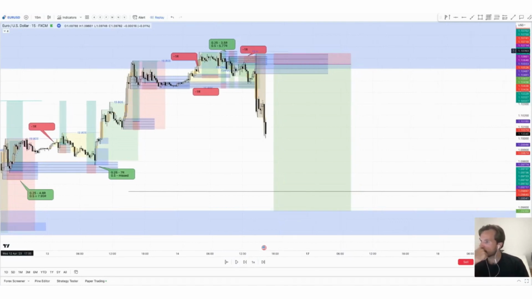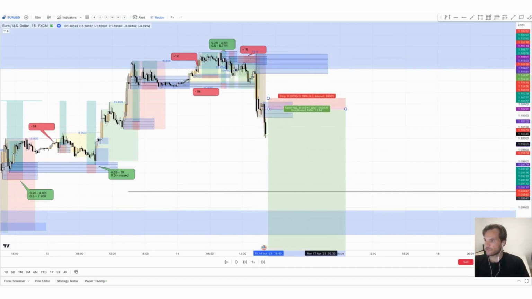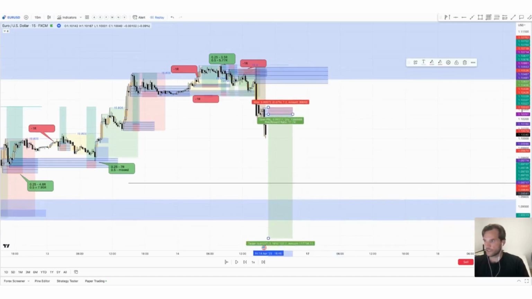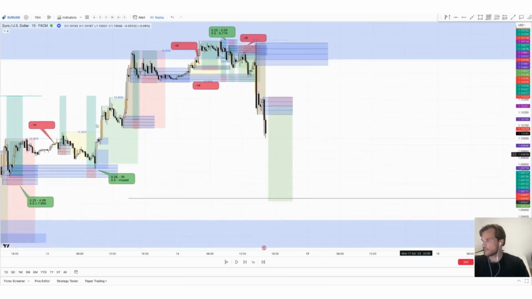Okay. So next one. Just move my order down. We're just following breaks of structure, as simple as it is, until we're wrong. You might think, oh, we got imbalance here, blah, blah, blah. It could come back. But we just want to follow order flow. Do you see how many times there's imbalance left here? And we just kept going.